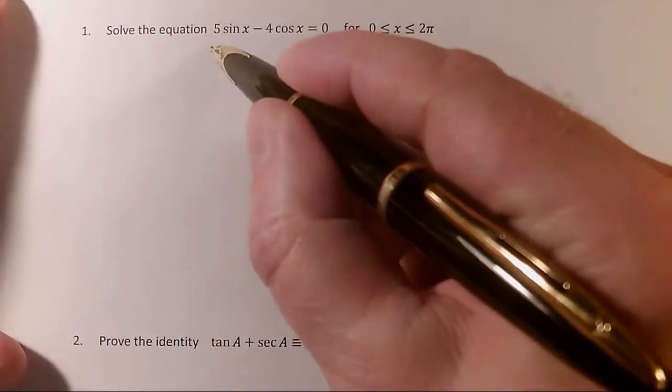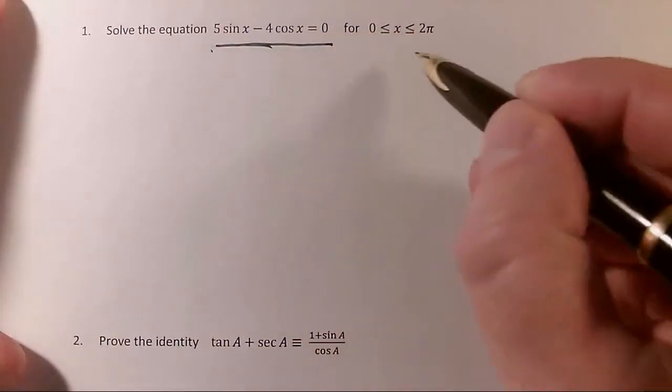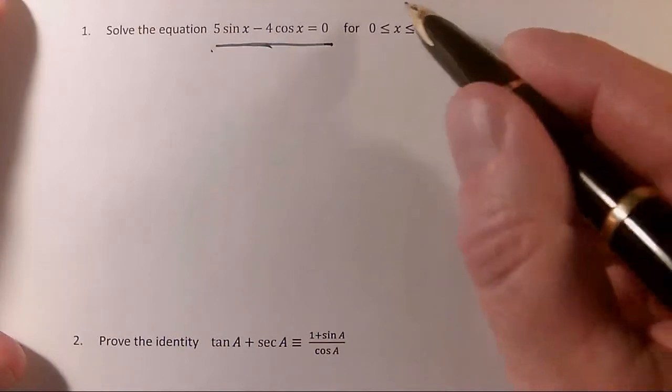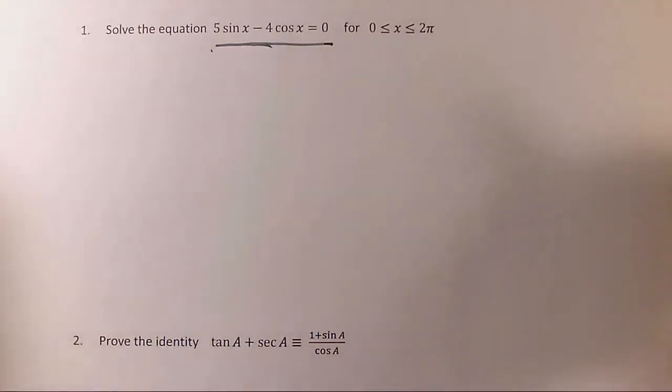Okay, then we've got this equation to solve. Okay, we've got a range of values. We can see that x is clearly in radians. There's no mention of degrees.